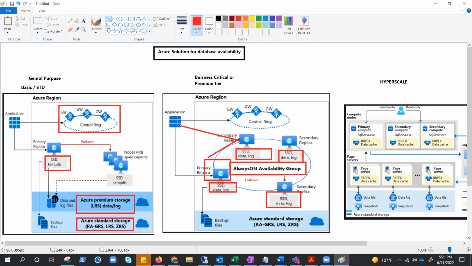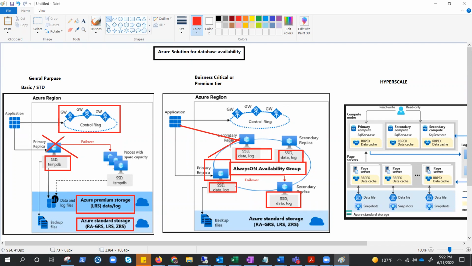Now, if you compare with the general purpose, if this goes down, service fabric needs to figure out the capacity, spin up the VM, and then move, attach these and take care of the availability. So that's why this one is the highest performant and best availability architecture. That's why it's for mission critical.